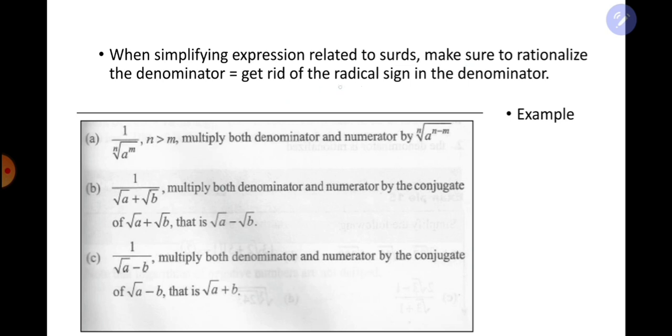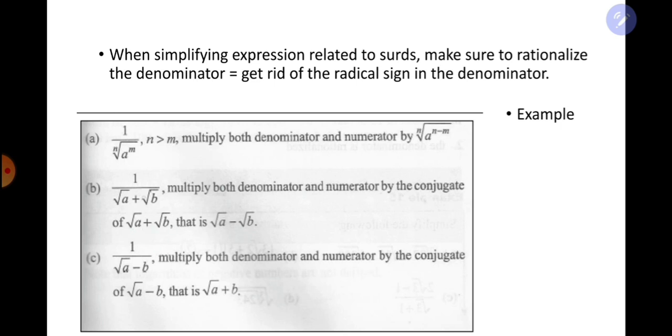So we can get rid of the radical sign in the denominator by using the first rule, which is kalau you have in a form of 1 over root n of a power m, so you can rationalize the expression by multiplying both denominator and numerator by root n of a power n minus m. And then kalau you ada in a form of 1 over root a plus root b, you can rationalize the expression by multiplying both denominator and numerator by the conjugate of root a plus root b, that is root a minus root b.